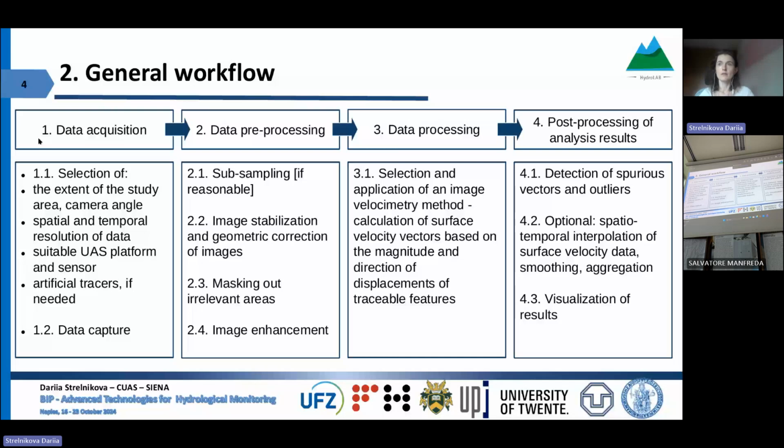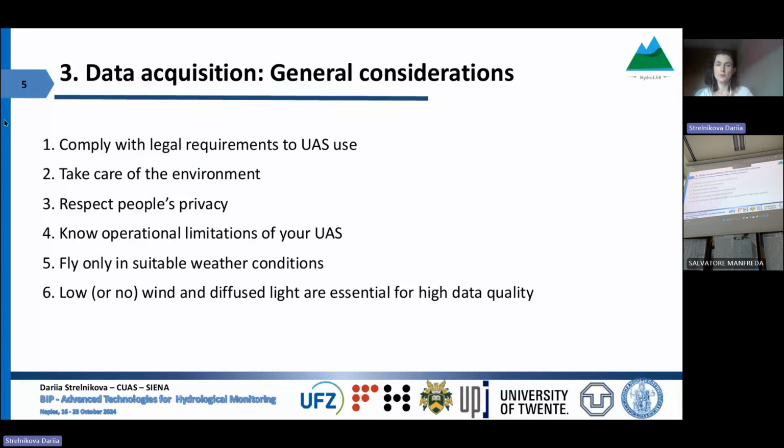So we will now discuss in more detail the data acquisition stage, which starts with general considerations, what we have to have in mind when we use a drone. So of course, we have to comply with legal requirements. It doesn't really matter for what we use a drone. There are regulations that we have to be aware of and with which we have to comply. Unless probably we're police in some country which has their special rules, everyone else has more or less the same rules to obey.